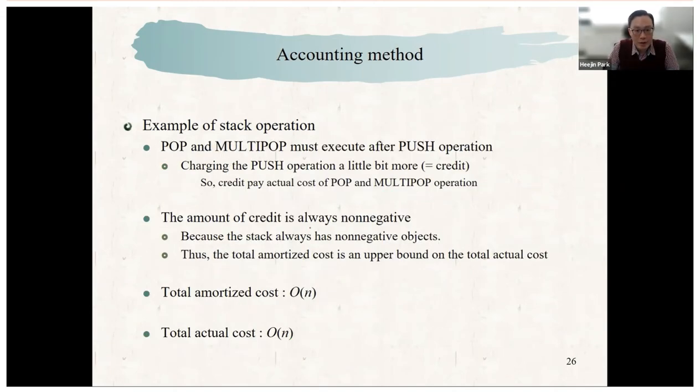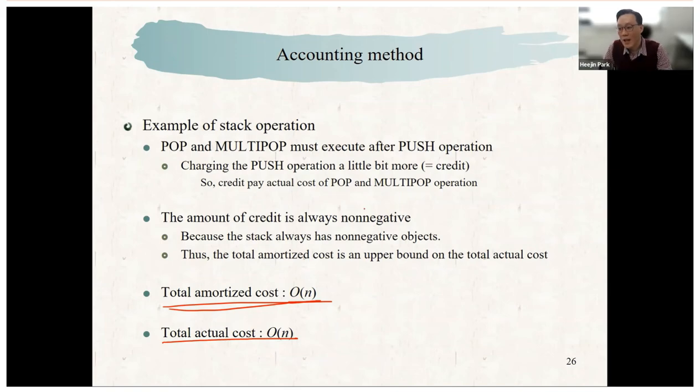So the amount of credit is always non-negative. So the total amortized cost is big O of n, and since credit is always 0 or more, the total actual cost is big O of n. Any questions? So actually, this analysis is similar to the aggregate analysis, but the calculation is easier.